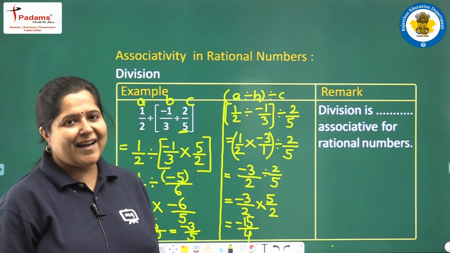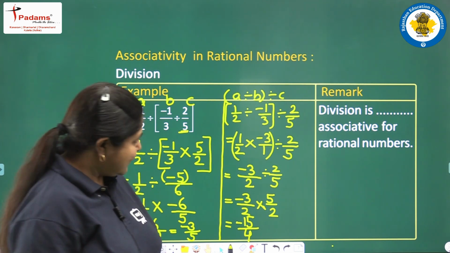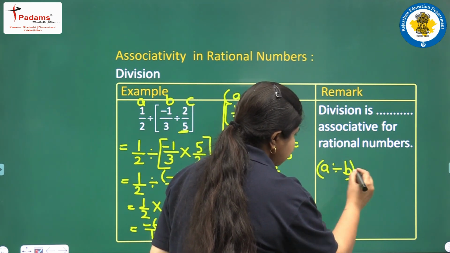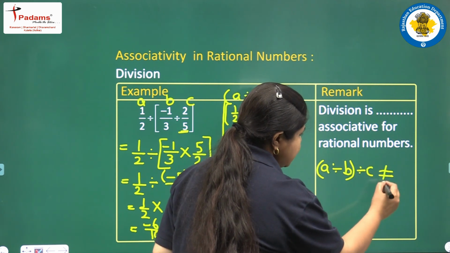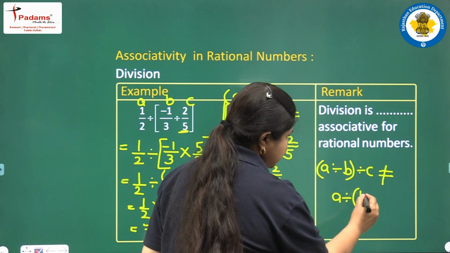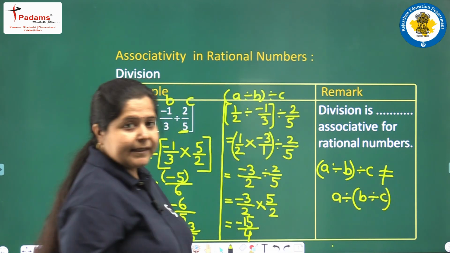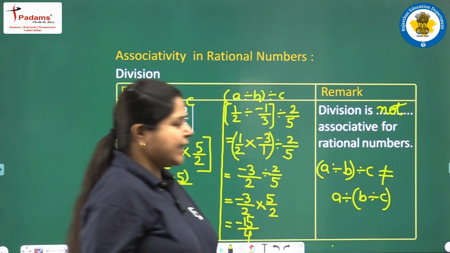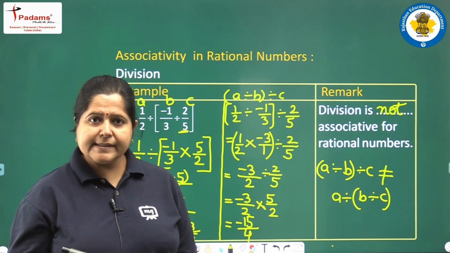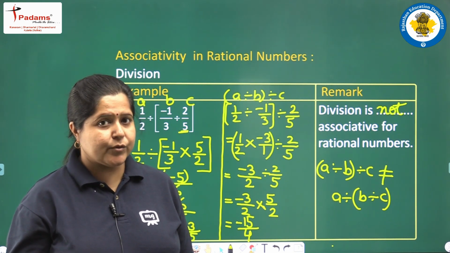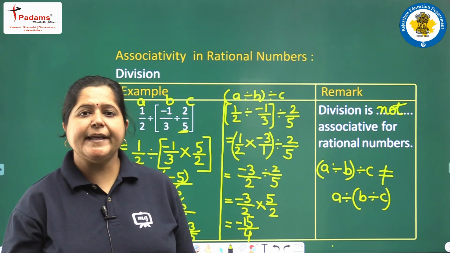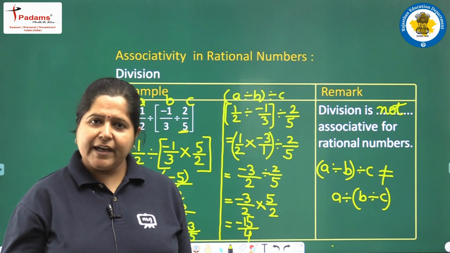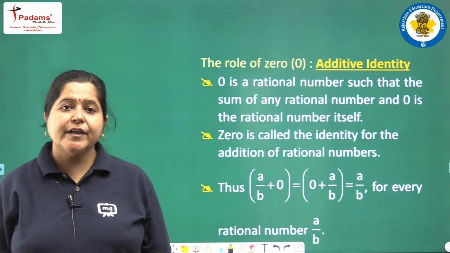What do you find here? Again the results are different. This means we cannot divide in this manner for any three or even more rational numbers. This is not equal to A divided by B divided by C. And this concludes division is not associative for rational numbers. Once again we just recall that addition is associative for rational numbers and multiplication is associative for rational numbers, but not subtraction and not division. I hope this is clear to you. The next topic is the role of 0.